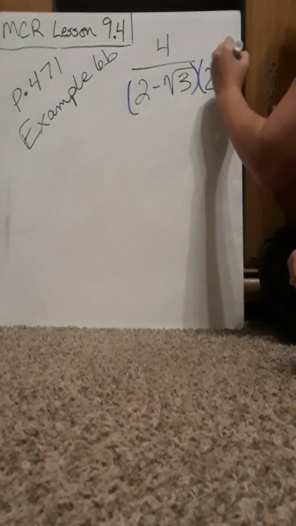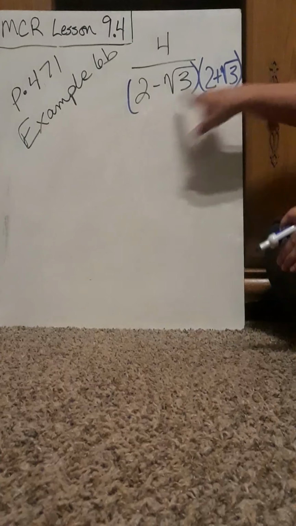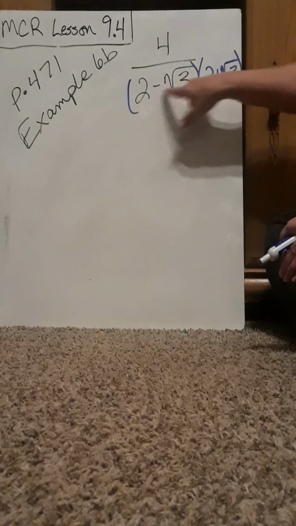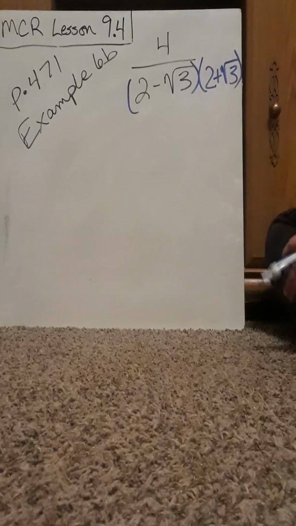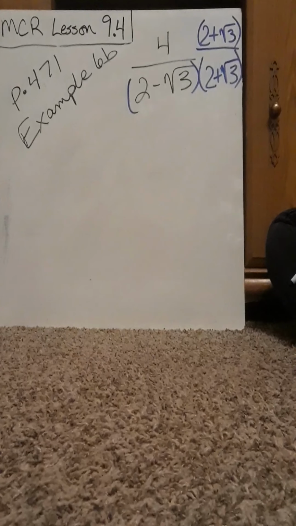Its conjugate is going to be 2 plus the square root of 3. Remember, you just rewrite the exact same thing, but you change the sign in the middle. And then, of course, whatever we do to the bottom, we also have to do to the top to keep the fraction balanced. So we're going to multiply the top and bottom of this fraction by 2 plus the square root of 3.